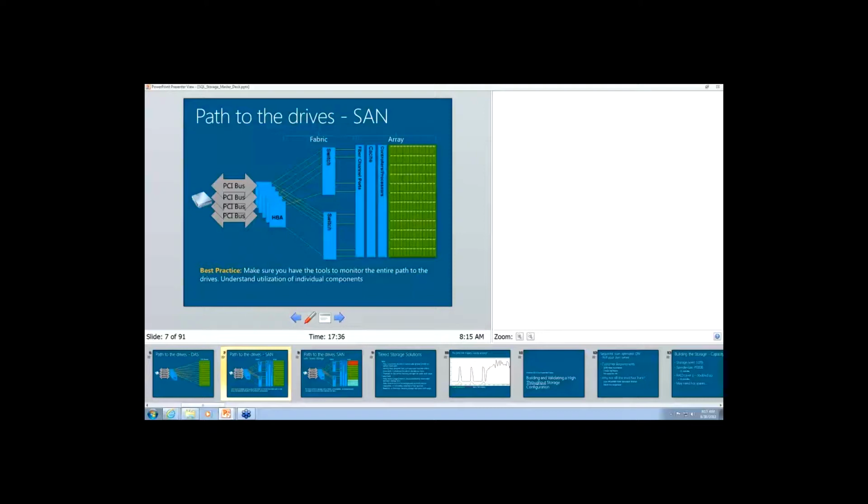Again, any of those components can potentially be a bottleneck in performance. So you need to be able to monitor all of those components to understand where you might be having a performance issue, where you're running out of capacity.